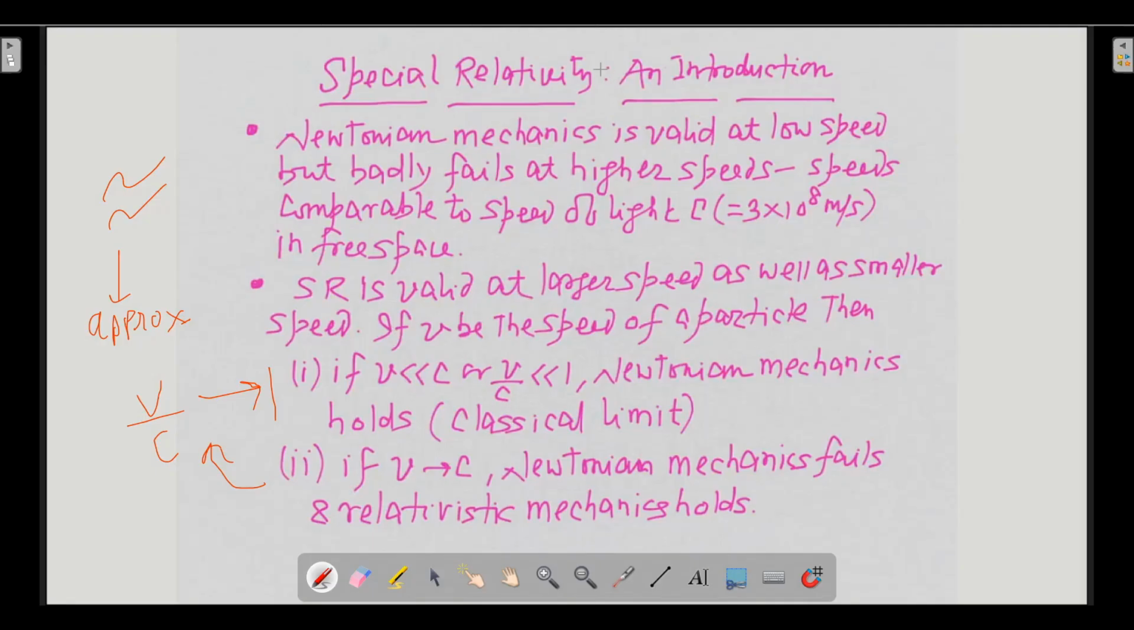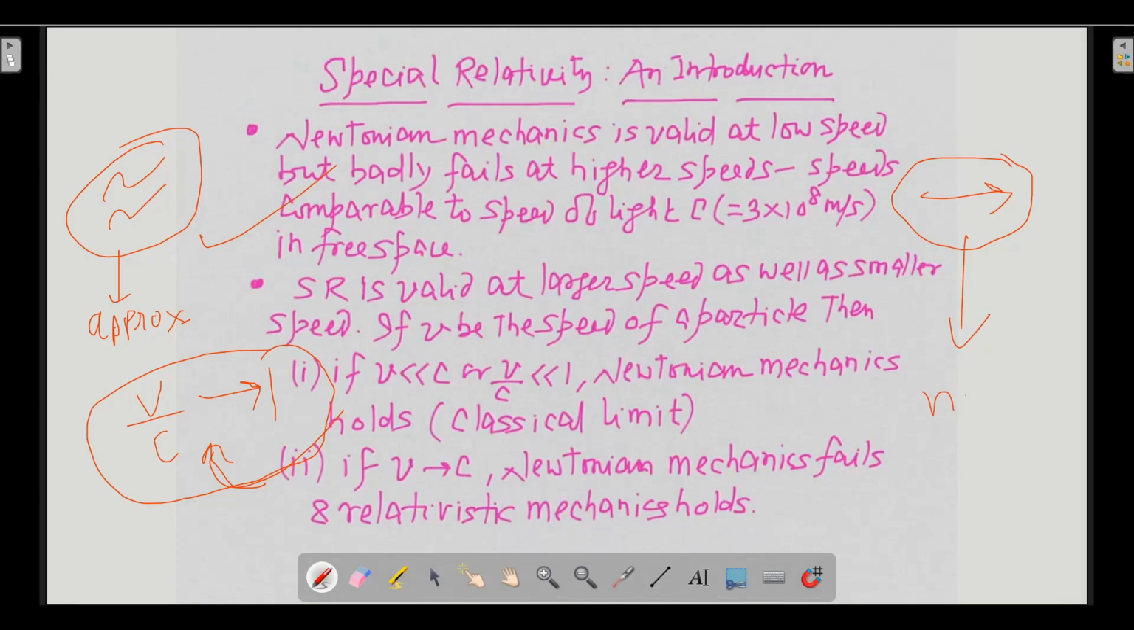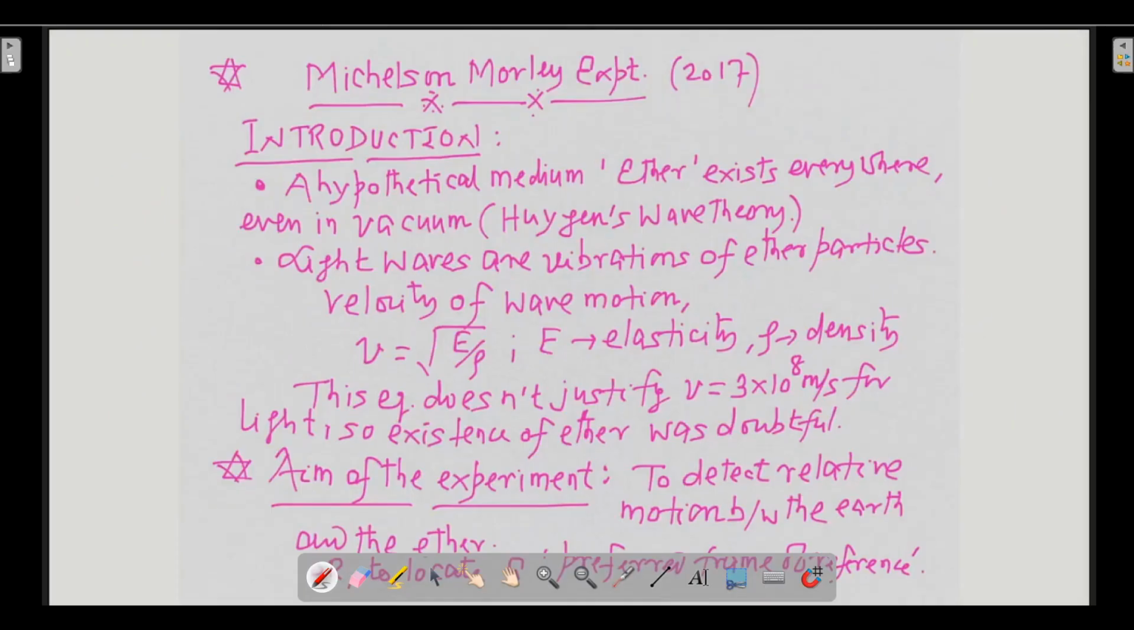This is a more appropriate symbol as compared to this particular symbol. This symbol means tends to. Tends to means near to. From the Michelson-Morley experiment onwards, we will learn in the next class.